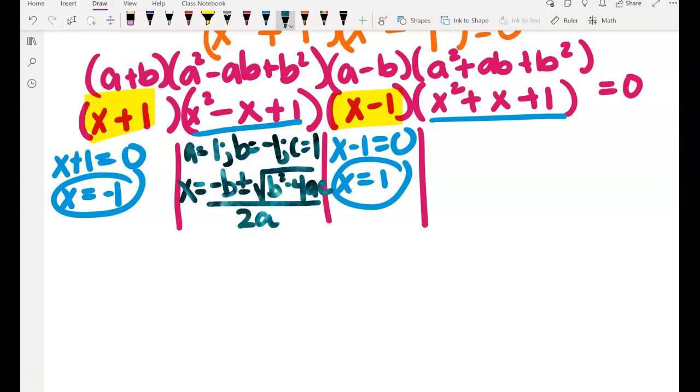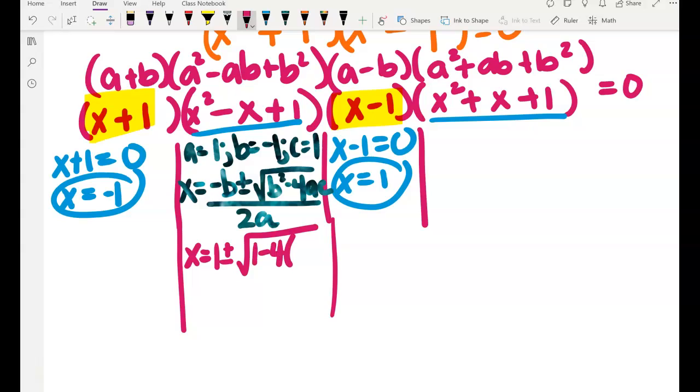Right, let's plug it in. Ready? X equals, B is -1. So a negative and a negative is now a positive 1 plus and minus. A -1 quantity squared is now what? 1 minus 4 times A is 1, C is also 1, all over 2 times 1.